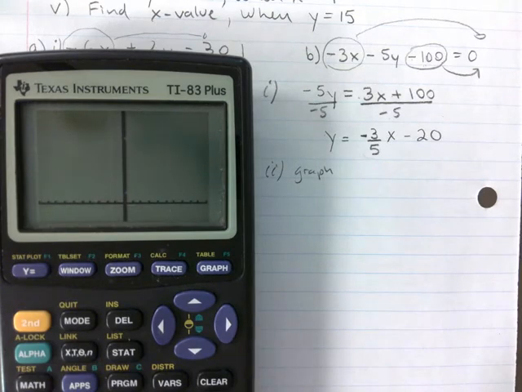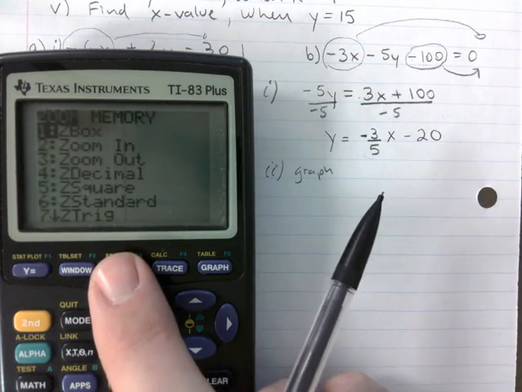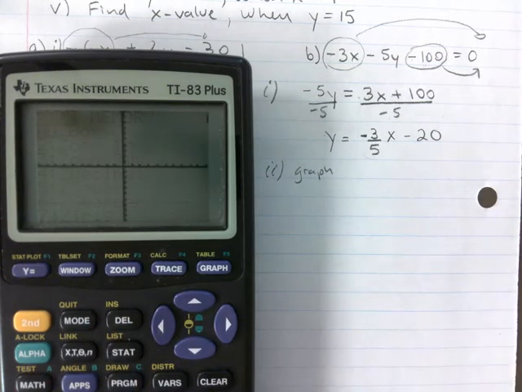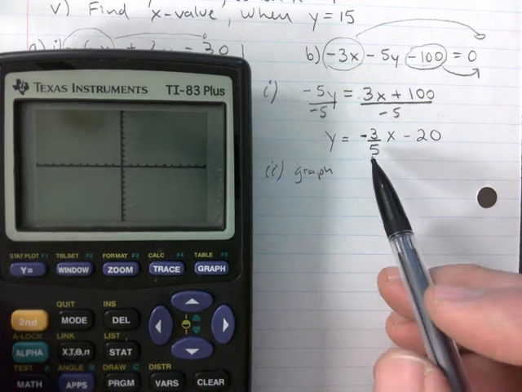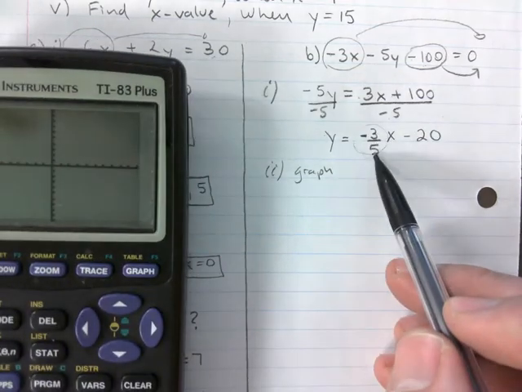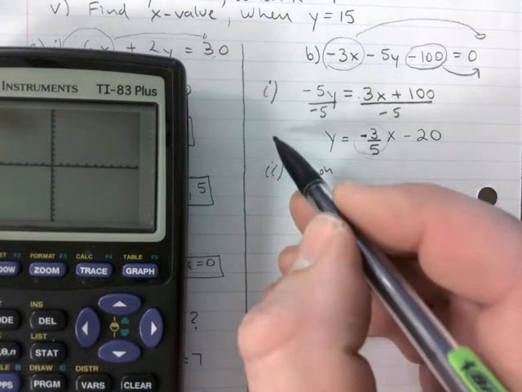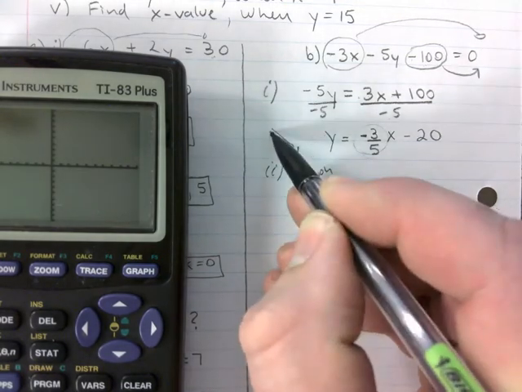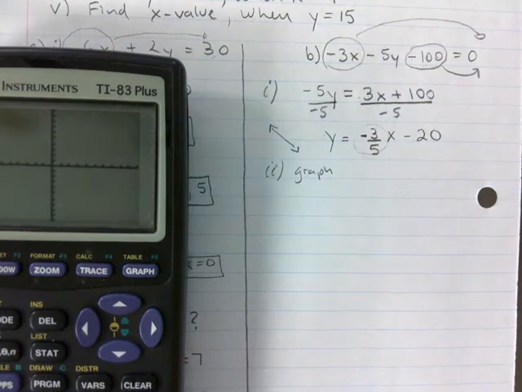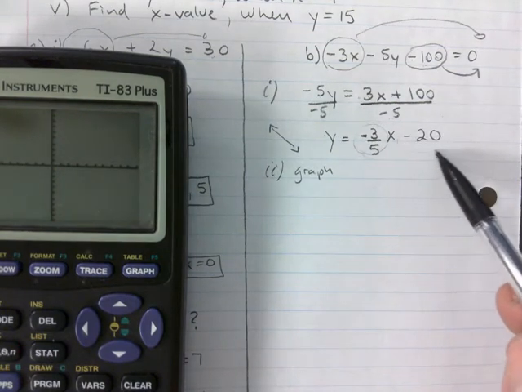Are you seeing anything? Don't panic. The first thing I want you to do is zoom 6. And it's still not seeing anything. What's going on here? Which way are we expecting this line to go? From left to right, it's going to go down, right? So let's just make a little note here. We're expecting the line to go down. Where's my y-intercept?